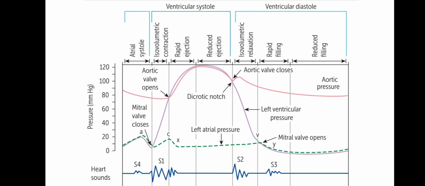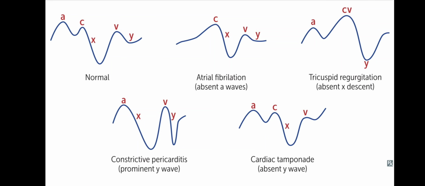It is seen in high atrial pressure. It is also associated with ventricular non-compliance, for example, hypertrophy. It is common in older adults. Now let's study the jugular venous pulse.